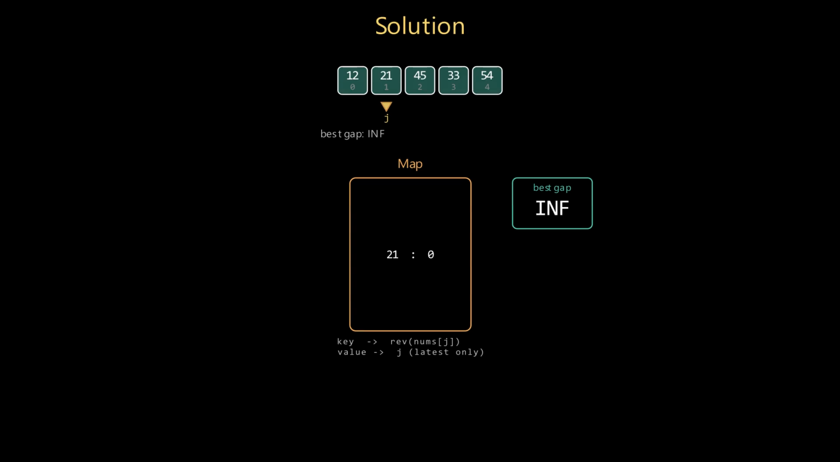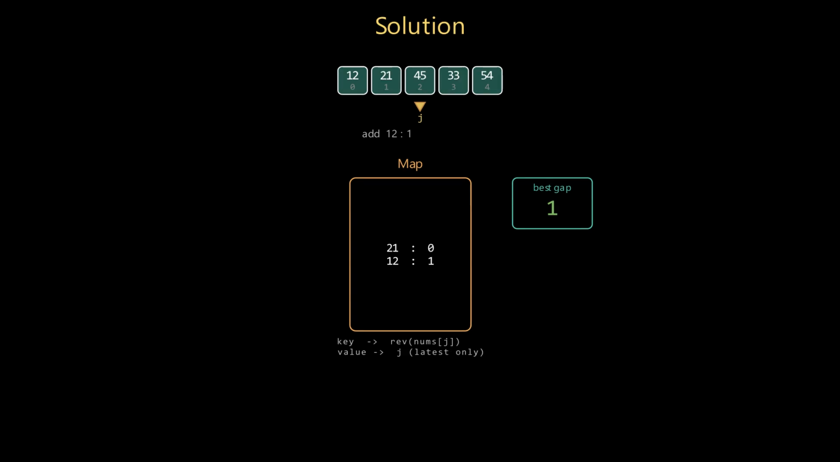Iteration j equals 1. nums[1] is 21. Look up 21; the map already has 21 pointing at index 0, so we have a mirror pair from 0 to 1. The gap is 1 minus 0 equals 1, and the best gap becomes 1. Then insert the reverse of 21, which is 12, mapped to index 1.